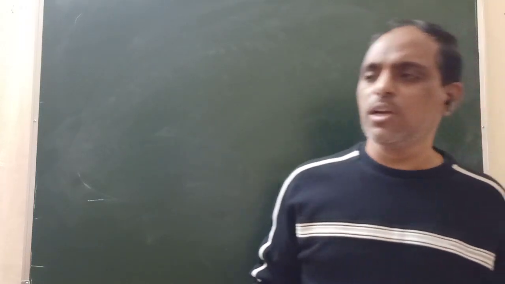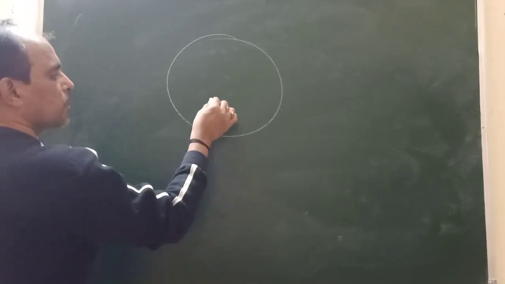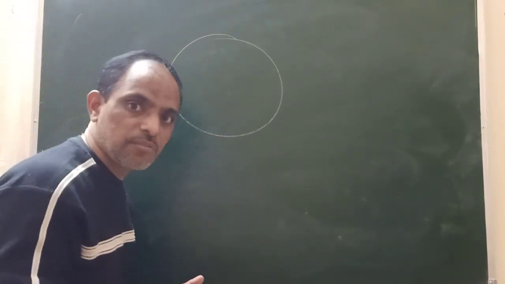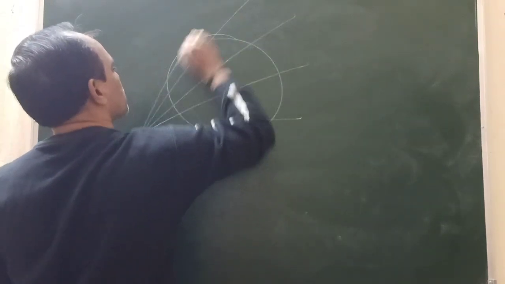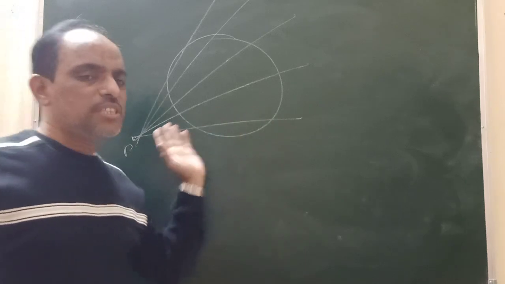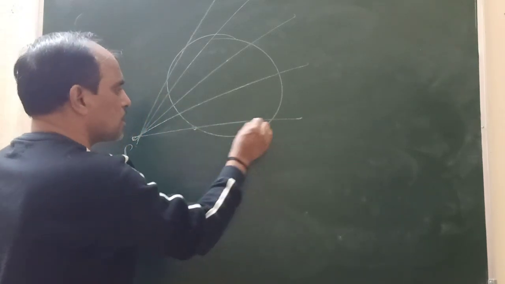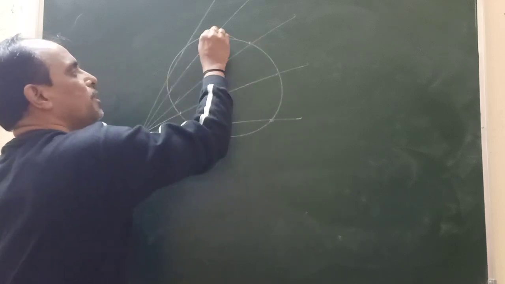The concept is pole and polar. What is meant by pole and polar? You see, this is a circle and here is a point P. The point I am taking is outside of the circumference of the circle. Now from this point we can draw infinite secant lines which will cut the circle at two distinct points. These segments are chords.